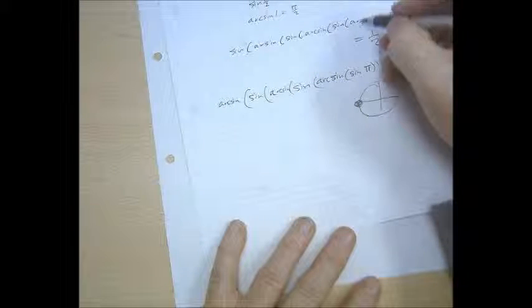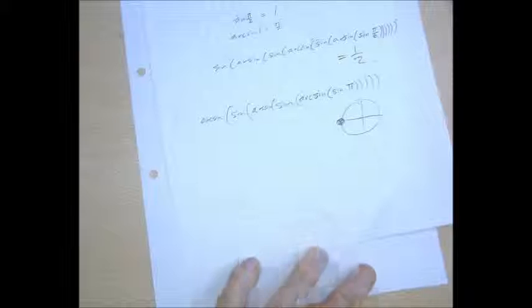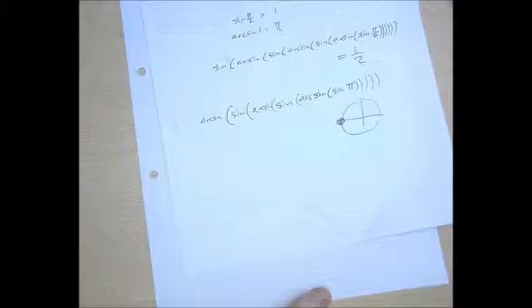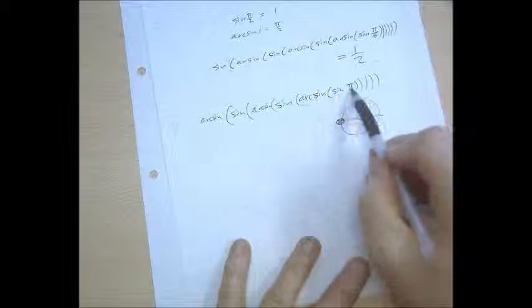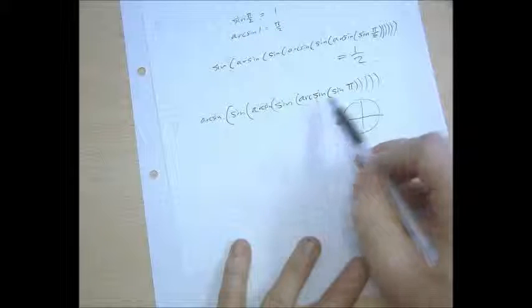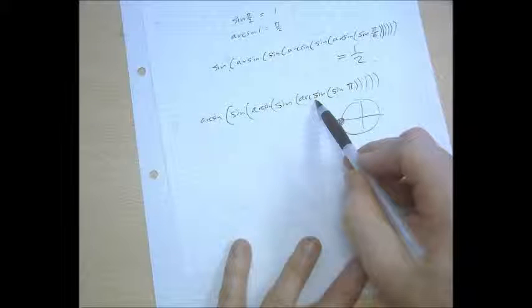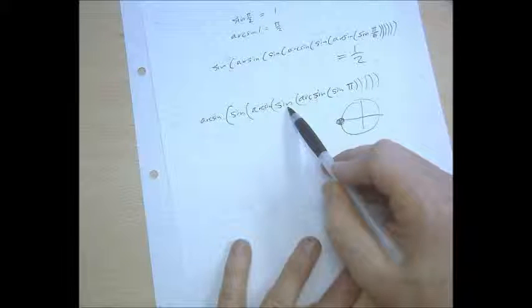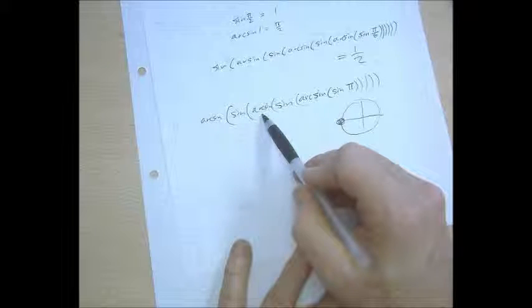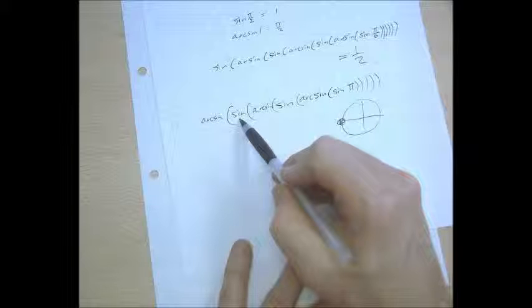Okay, so sine works on pi and gives 0. Arc sine then works on 0 and spits out 0. Sine then works on 0 and spits out 0. Arcsine works on 0 and then spits out 0. Sine then works on 0 and spits out 0. Arcsine then works on 0 and spits out 0. So the answer to that is 0.